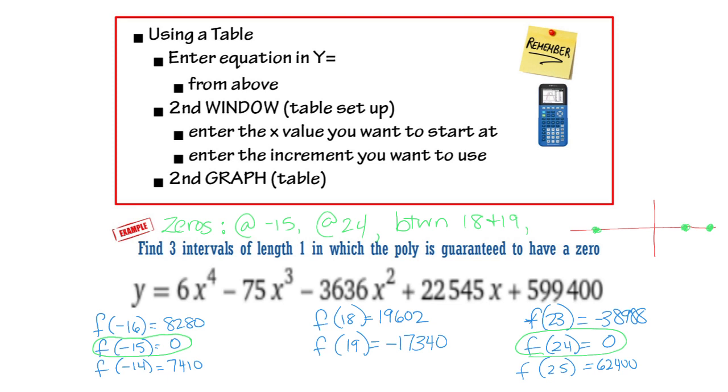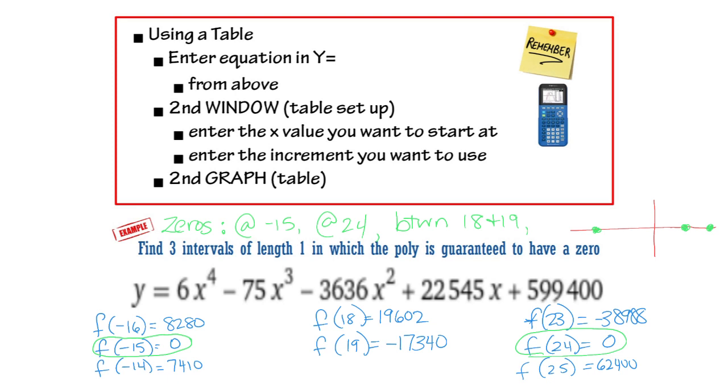But this is a quartic. It starts high, ends high. So there has to be another one in there. But they said there isn't one. Well, we had to think a little bit about this, and eventually somebody comes up with it. But what you might notice here is that at negative 16, it's positive. Then it hits at 0, but then it's back positive.